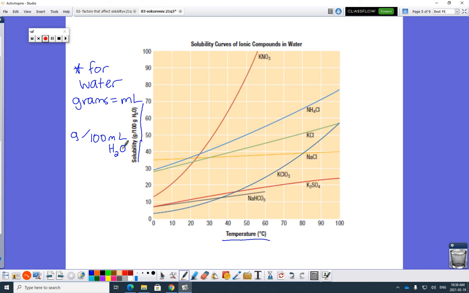You should have a title as well for your curve. Solubility curves of ionic compounds in water, solubility curves for different ionic compounds in water. If you're doing one specifically, then you would say solubility curve for KNO3 in water or whatever. Make sure you have a title for your graph. And then make sure you have the appropriate units. So always temperature in degrees Celsius, usually, and for us when you do the investigation, solubility in grams per 100 grams of water or grams in 100 milliliters of water. Either one.